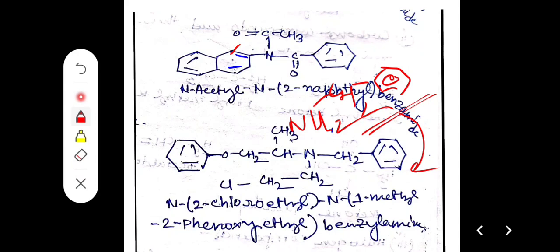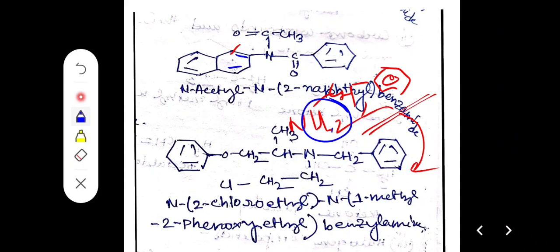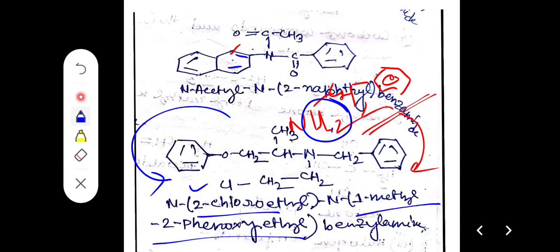Okay, now the question is, this NH2 is substituted by one 2-chloroethyl group, and another 1-methyl-2-phenoxyethyl group. Okay, by this analogy, by this way we can get the whole compound. Okay, the simplest form of this second structure is benzylamine. That's why we term the parent compound benzylamine. But now the two hydrogens of the NH2 group are substituted by one 2-chloroethyl group. The other is a 1-methyl-2-phenoxyethyl group.